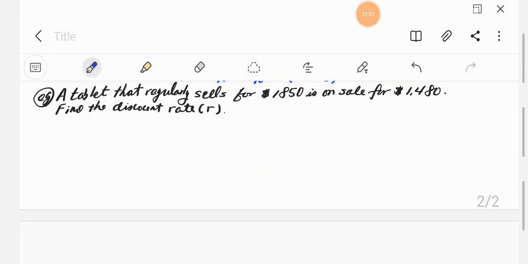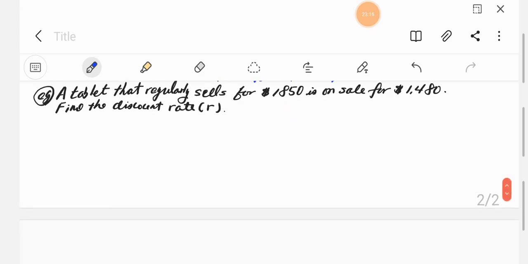Okay, one last example is this one. A tablet that regularly sells for $1,850 is now on sale for $1,480. So this amount is decreased because it's on sale. Then what is the discount rate? Okay, then draw a diagram.